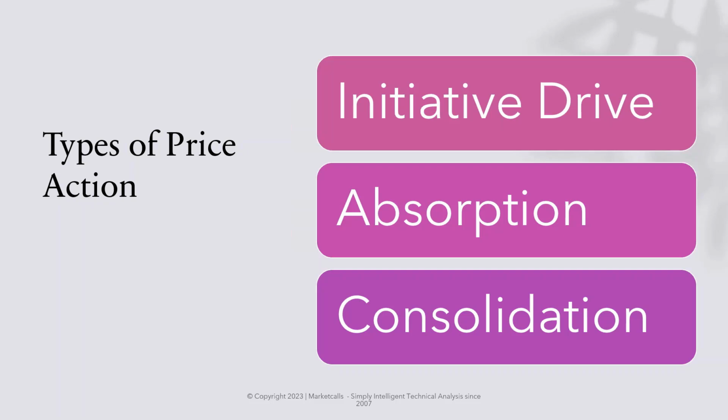But absorption is the place where the smart money starts controlling in a passive way. In case of initiative drive, it is controlled by whom? It is controlled by the aggressive players. Absorption is mostly controlled by the passive traders. And consolidation is neither smart money nor the institutional aggressive orders. So it is more of a low volume. Typically low volume bars are what we call consolidation bars.